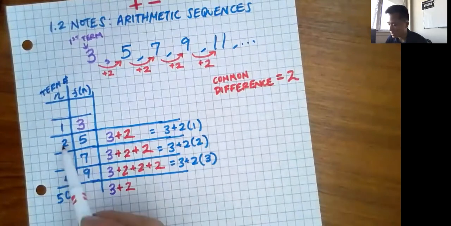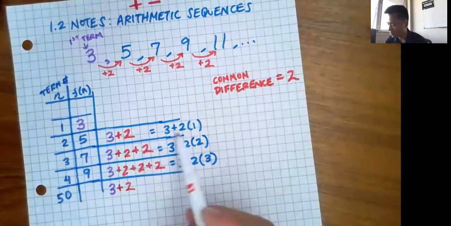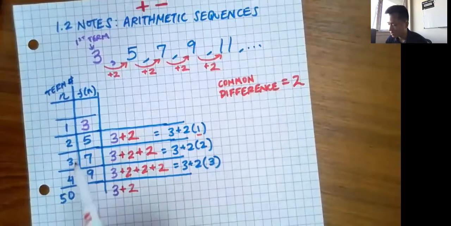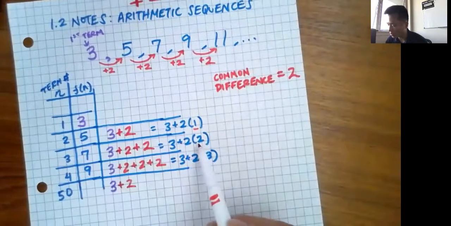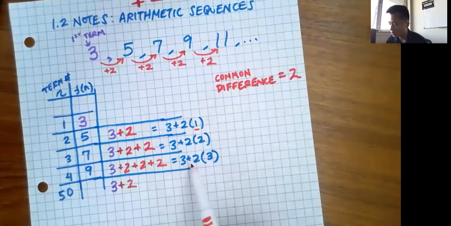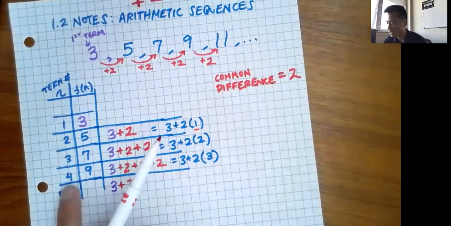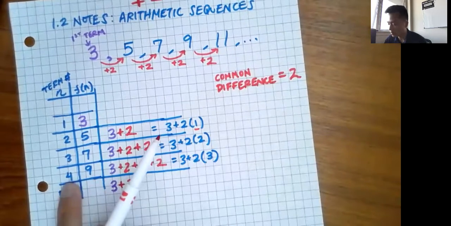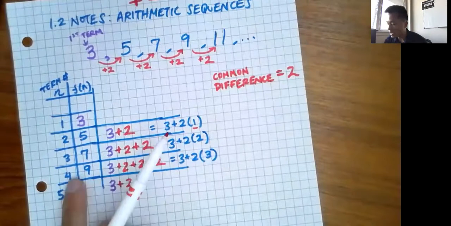To get to the second term, we added 2 once. To get to the third term, we added 2 twice. To get to the fourth term, we added 2 3 times. So to get to whatever term number, we're adding 2 a certain number of times. And this number of times that we're adding 2 is 1 less than whatever the term number is.